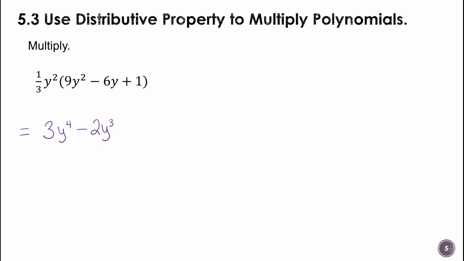And then the last term I'm just multiplying by 1, so it will just simply be 1/3 y to the second, because when you multiply by 1, you get what you were multiplying in the first place. That's it.